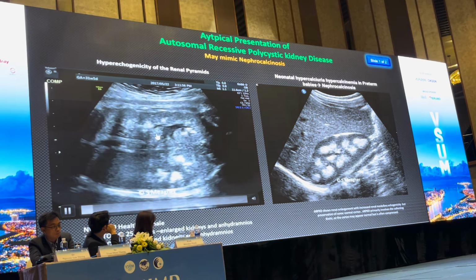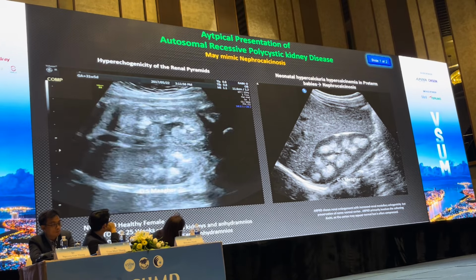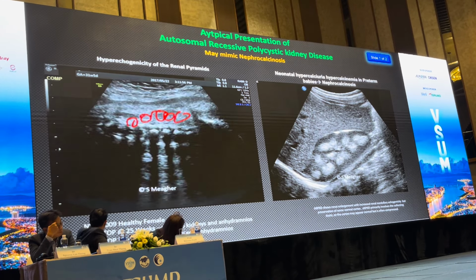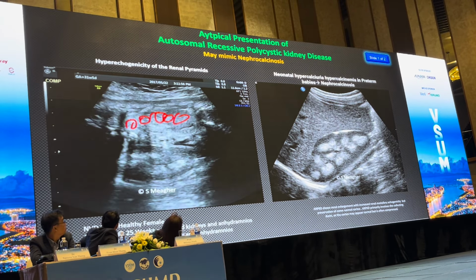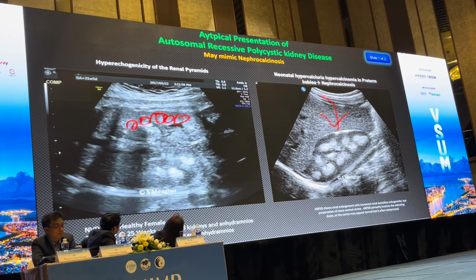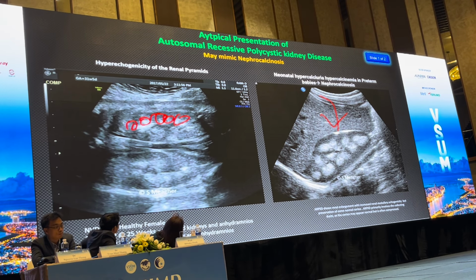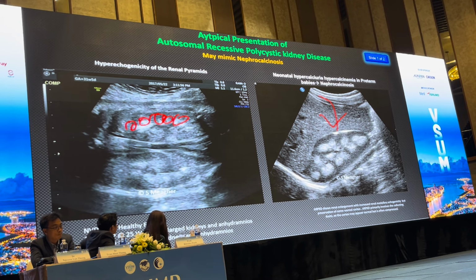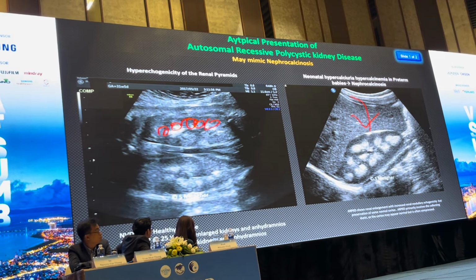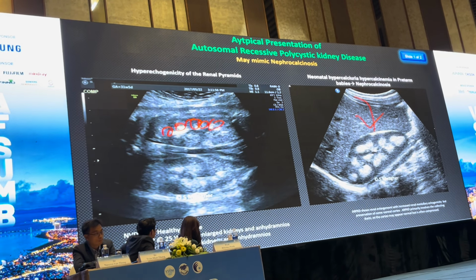You can get variations on infantile polycystic kidney disease where you get these hyperechogenic changes in the renal pyramids, and they can look, in a sense, like neonatal hypercalciuria. But you do not get hypercalcemia in a fetus under any circumstances. And while it may mimic a nephrocalcinosis, that diagnosis has never been made in a fetus prenatally.